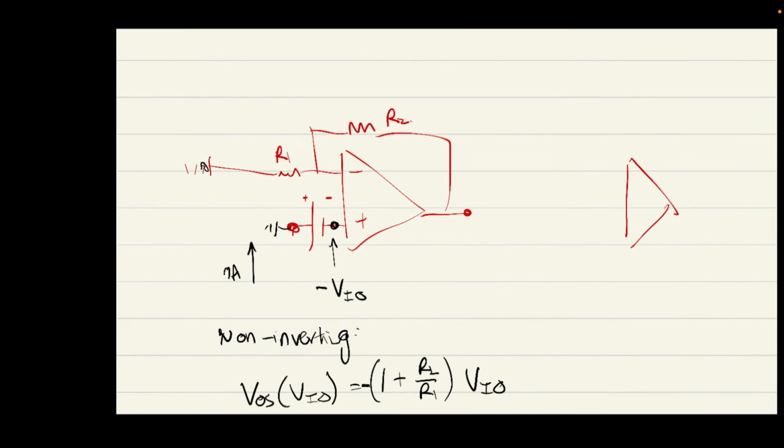Yeah, all good. Okay, so now let's look at the input bias current for the positive terminal. So I'll redraw the circuit.